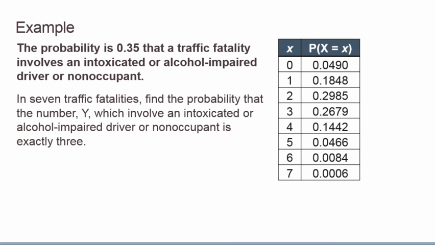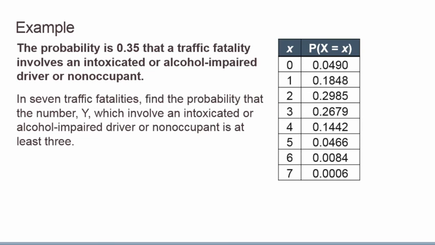Using our probability distribution table for our next example, in 7 traffic fatalities, find the probability that the number y, which involve an intoxicated or alcohol-impaired driver or non-occupant, is exactly 3. In our probability distribution, for exactly 3, we have a probability of 0.2679. First, I write my notation, P of 3, then I write my answer, 0.2679.